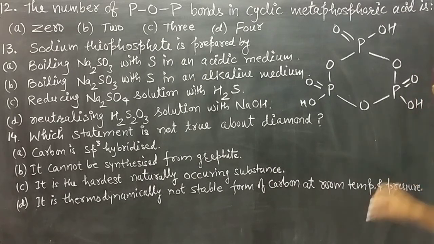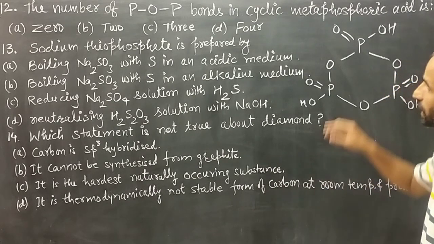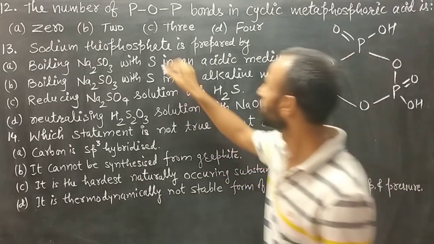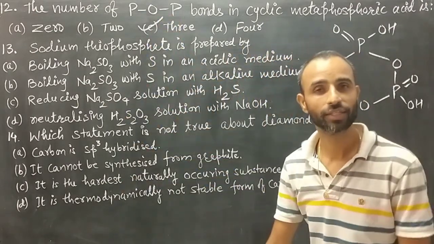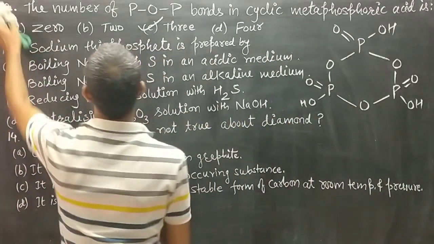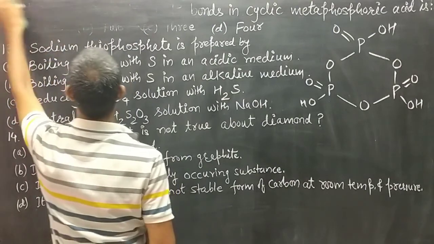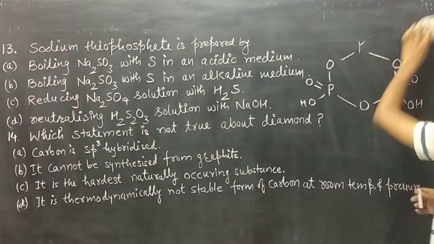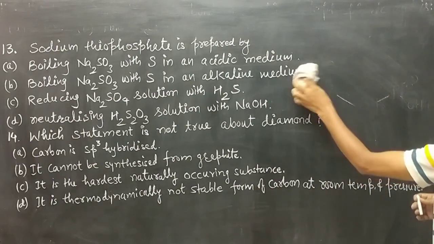This is a structure. So how many P-O-P bonds are there? See, 1, 2 and 3. So the right answer is 3. So the number of P-O-P bonds in cyclic metaphosphoric acid is 3. Okay, now come to the next question.